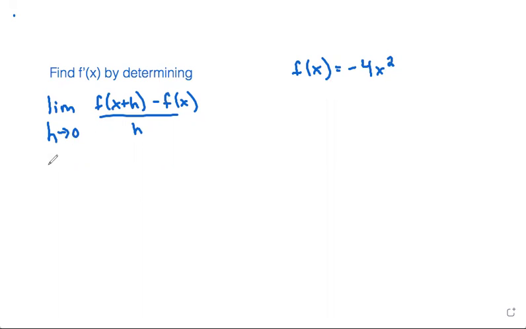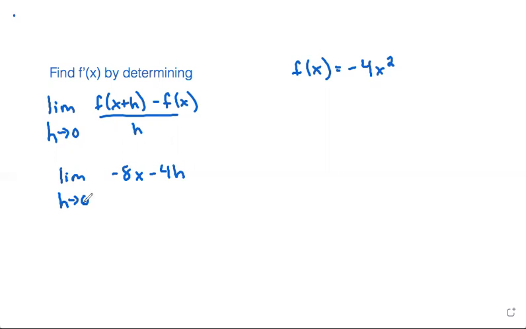So first of all, in a previous video, I found that that difference quotient is negative 8x minus 4h. So I'm going to plug that in for my difference quotient. And all I need to do here is to find my limit as h approaches 0. If you haven't seen that video, you need to go back and watch it to see how I found my difference quotient was equal to negative 8x minus 4h.